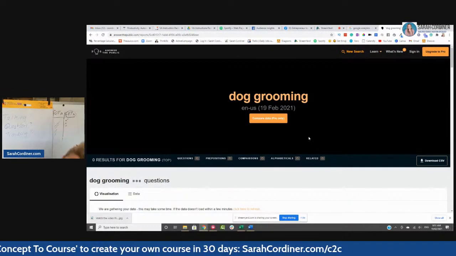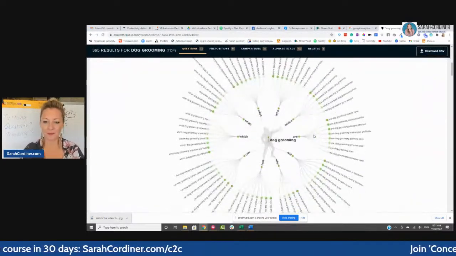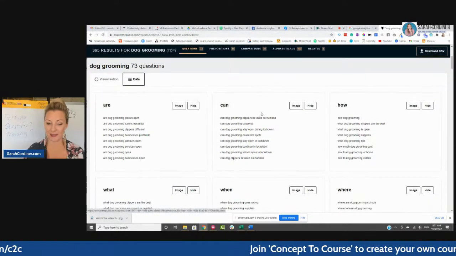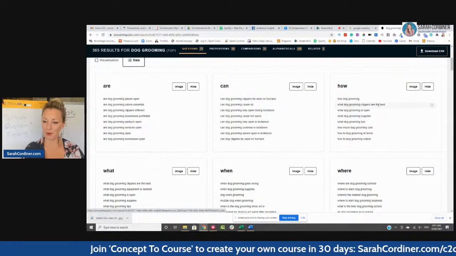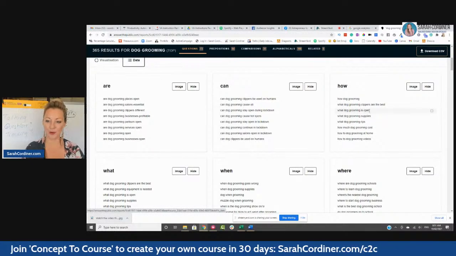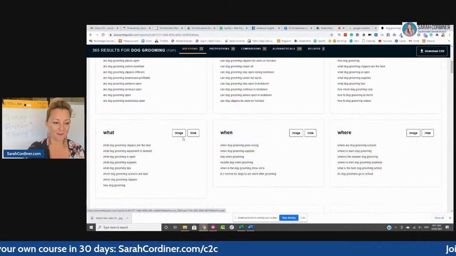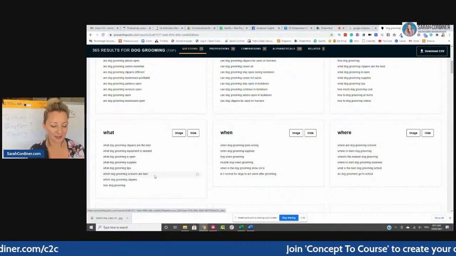So as I scroll down here, it brings up this pretty chart. Now I'm going to change this to visual data so it's easier for you to read. Now you can see here, how to do dog grooming, what dog grooming clippers are the best, what dog grooming supplies do I need, how much does it cost, can I do it at home, what clippers are the best, what equipment is needed, what scissors are the best.